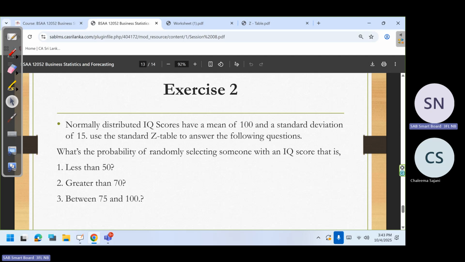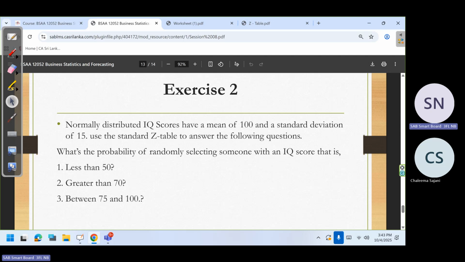Now what's the variance? What is the variance in this example? 225, 15 squared. Only you say 15 squared. Okay, then this is the variance. Okay.